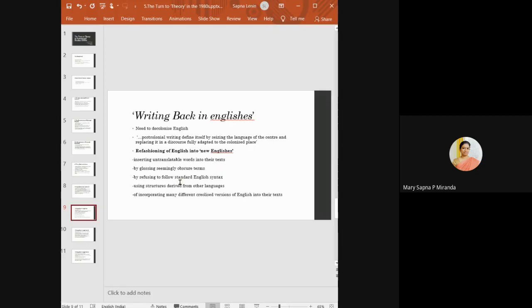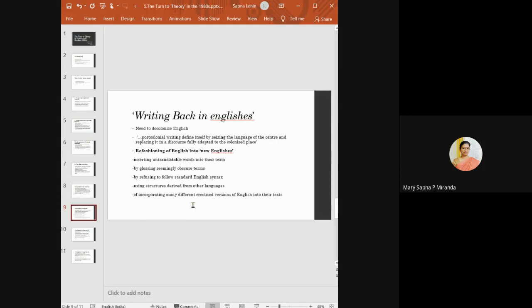You don't do that. Then you refuse to follow standard English syntax, that grammar. You use structures derived from other languages. So instead of SVO, that is subject, verb, and object, which is the standard structure of English, that can be replaced with the structure used in any other language. So it can be VSO, it can be OSV, it can be in any order.